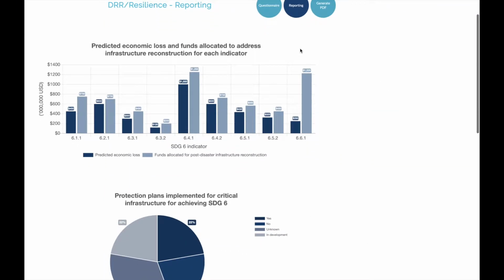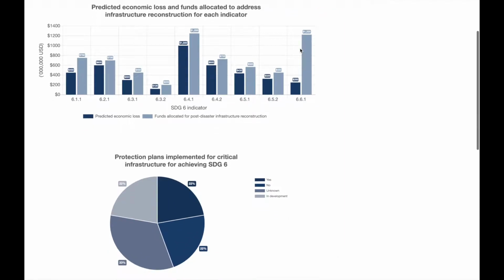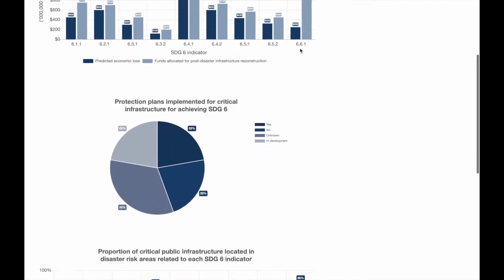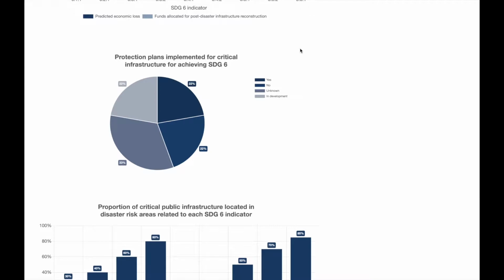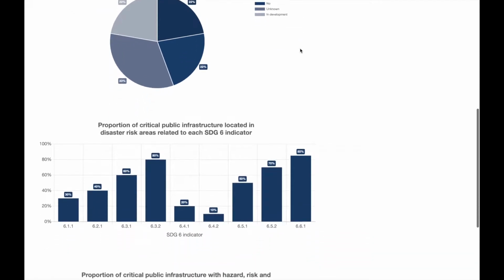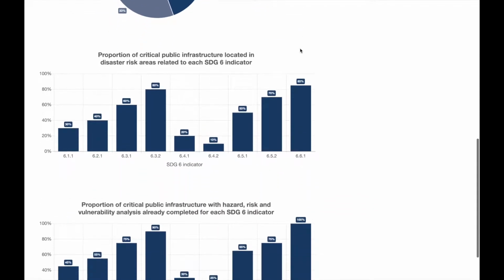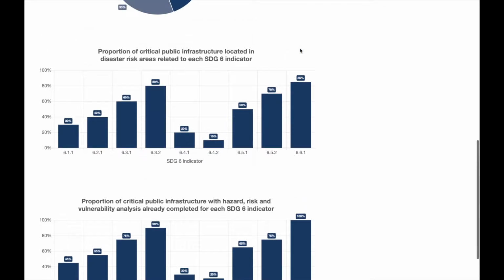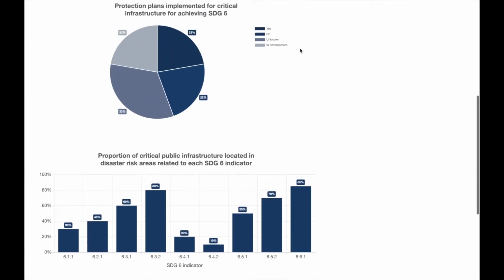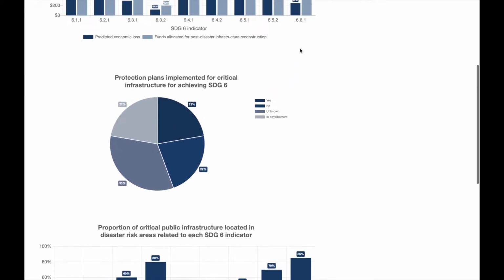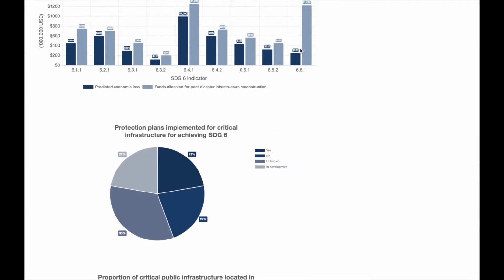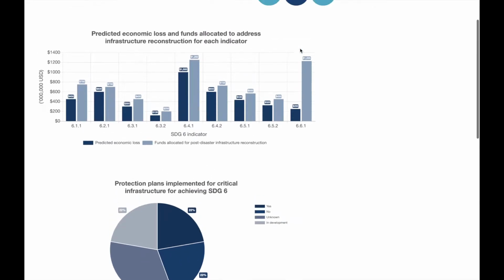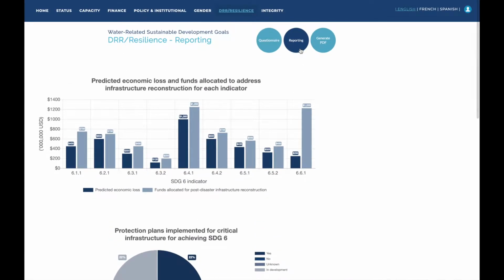As you can see, the reporting element is a page which shows different graphs and charts which are relevant for SDG 6 and DRR resilience. The charts and graphs that are included in all of these different components are automatically updated so that when you change the answers in the questionnaire, these graphs and charts will change as well.